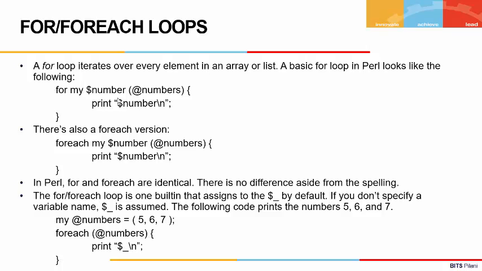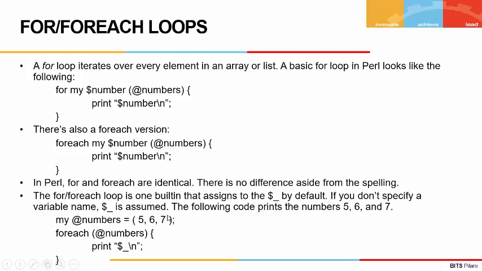But foreach gives more explanation of what you are actually doing here. This loop is built in, and it assigns, and this is the important part, the value to this variable by default. If you don't specify a variable name, then $_ is assumed. By using this you can print the values of the array.